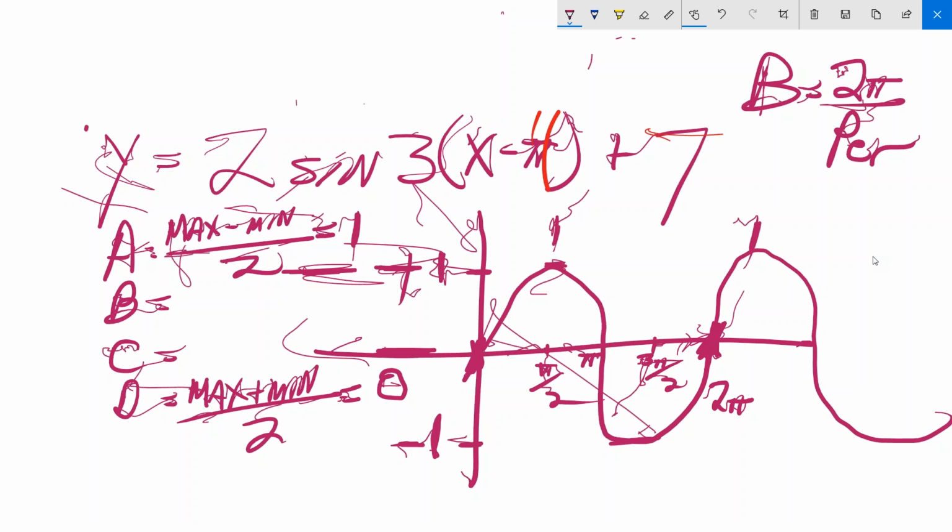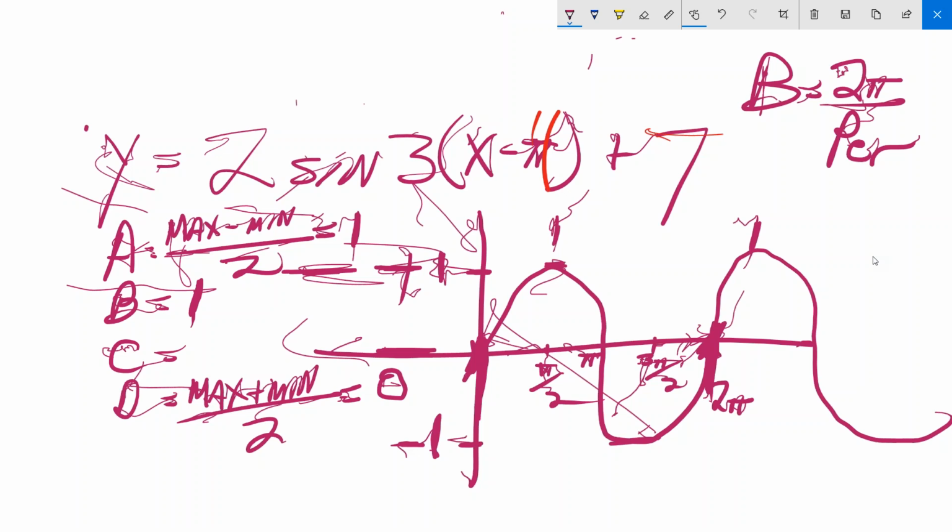So what's the period here? It's 2 pi. In other words, it's the distance between that point and that point on the x-axis. That's 2 pi in this case. So, if the period is 2 pi, what is B? Okay, so I'm going to go over here and I'm going to fill out B.